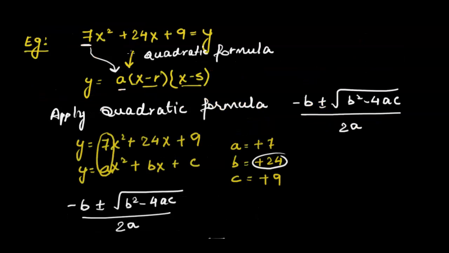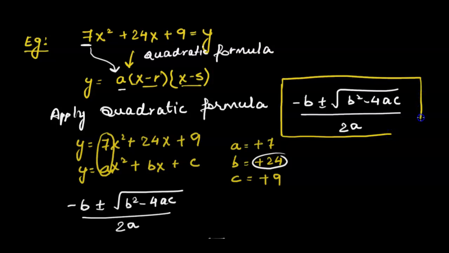And this is how we change the standard form of a quadratic equation to the factored form of a quadratic equation using the quadratic formula. All we have to do is just memorize this formula and apply it carefully using the correct values of a, b, c in order to get the correct factored form of the quadratic equation.